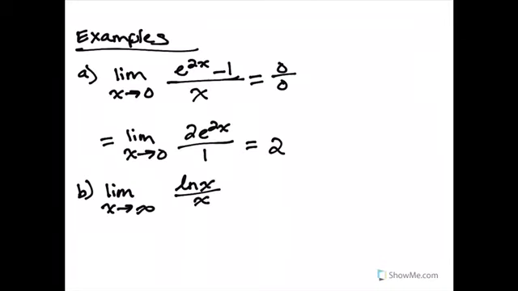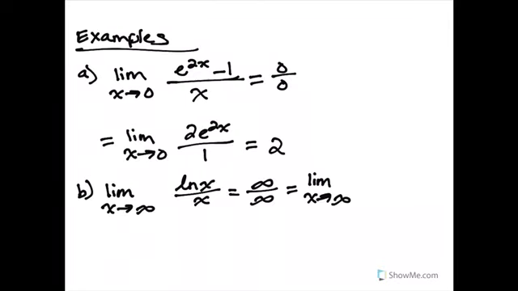All right? Limit as x goes to infinity of natural log of x over x. Now, as x goes to infinity, natural log of x is also going to infinity. So we're going to get infinity over infinity, which is an indeterminate form, which means we can use L'Hopital's. And we don't have another method for this function.